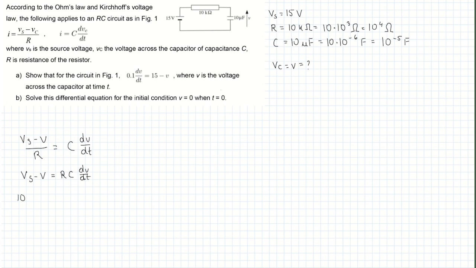R is 10 to the power 4, times C, which is 10 to the power minus 5. dV over dt is equal to Vs, which is 15, minus V. Simplifying the powers of 10, we end up with 10 to the power minus 1, which is 0.1, dV over dt, and that is equal to 15 minus V. First part of our task is solved.